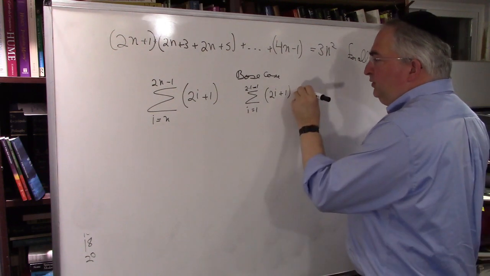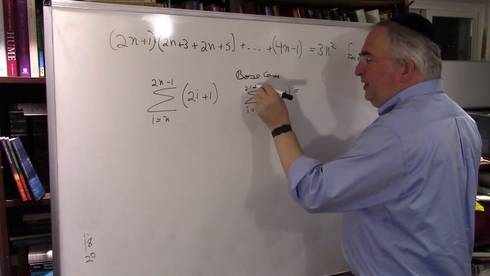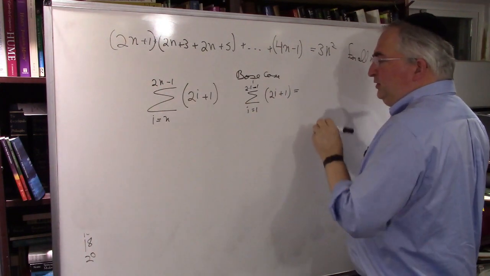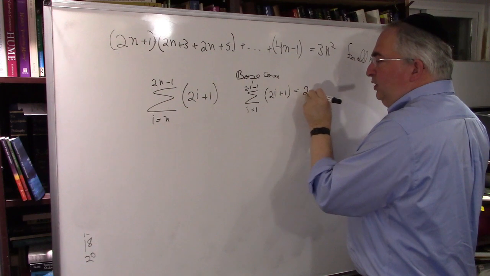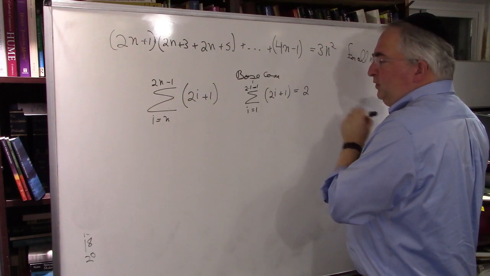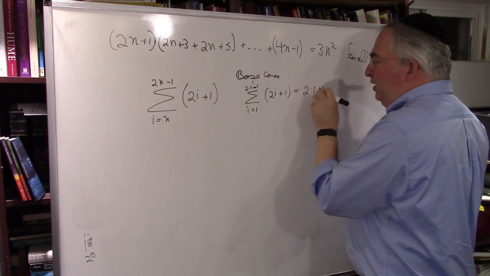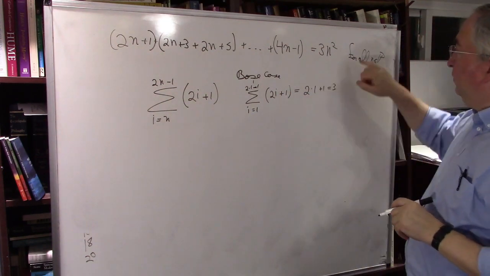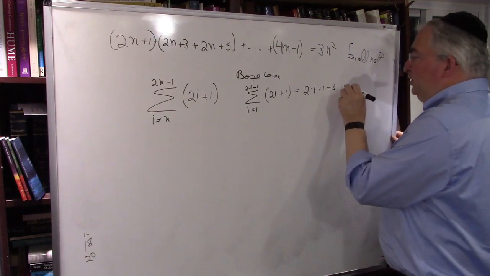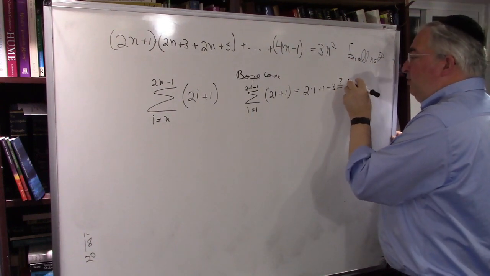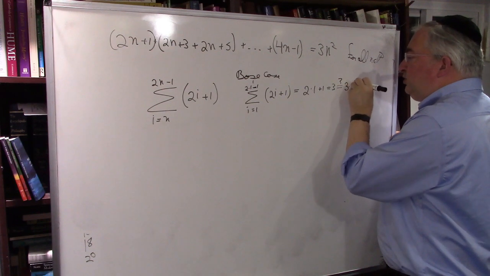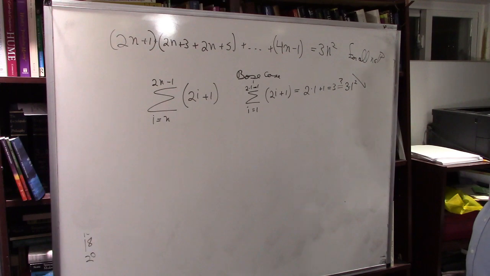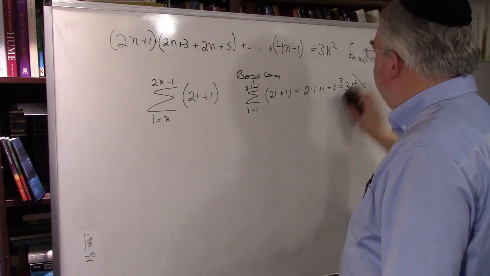So this is equal to, by the way, 2 times 1 minus 1 is 1. So this is all equal to 2 times 1 plus 1, which is 3. Now, what is this supposed to equal? Question, is this equal to 3 times 1 squared? And the answer is yes, it works. Base case works. Okay, good. That's the easy part.